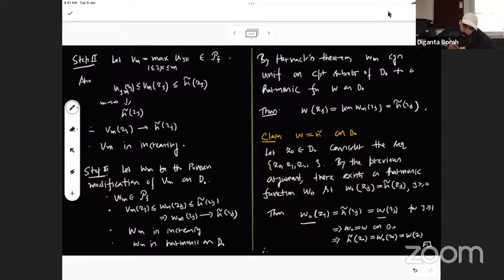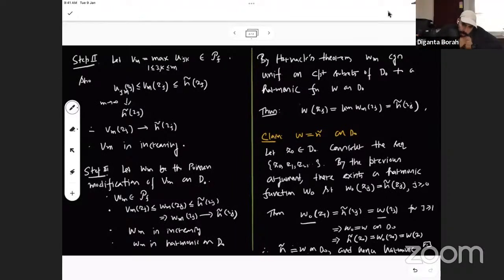So therefore, S tilde is... So I have shown that S tilde is equal to W on D naught, and hence harmonic. Okay, so this completes the proof of the theorem that the Perron solution is always a harmonic function. This is not very difficult because all the requirements we have already established.